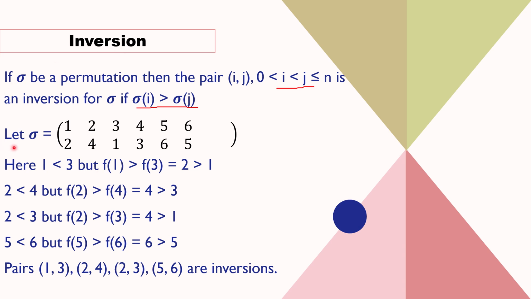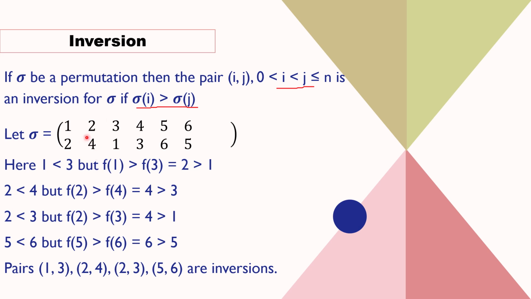Let's suppose we have sigma is equal to 1 2 3 4 5 6 mapping to 2 4 1 3 6 5. All right, this is one permutation. Now, first we start with 1. Let's suppose 1 and 2 are the two elements i and j. What is the image of i? That is sigma i, and then sigma j, the image of 2.